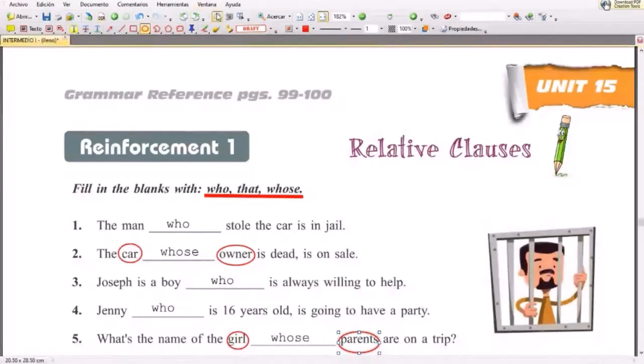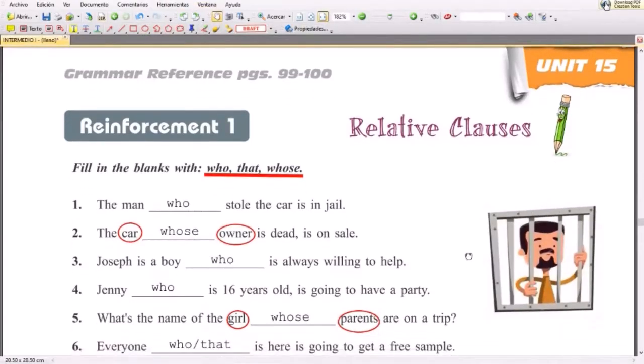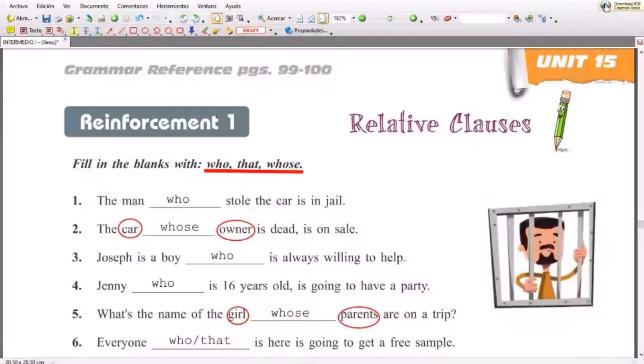Okay, continue, please. Everyone who is here is going to get a free sample. Yes. So I choose or I prefer who. But maybe if you say, teacher, can I use that in this kind of sentence? Yes, you can do it, because that is just for people and objects. But I prefer you to use who with people para acostumbrarnos bien. Porque después nos malacostumbramos y utilizamos el that para todo. Yes, it's possible. But I prefer you to do it correct since the beginning.